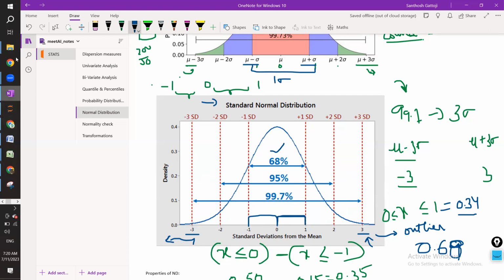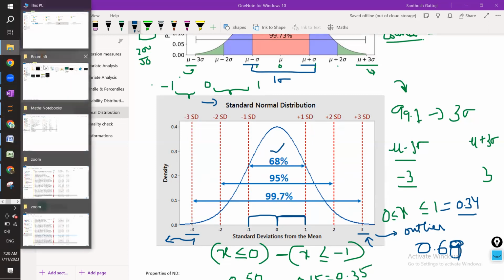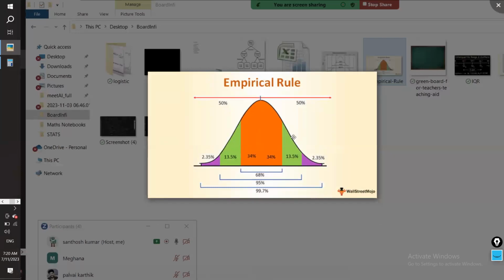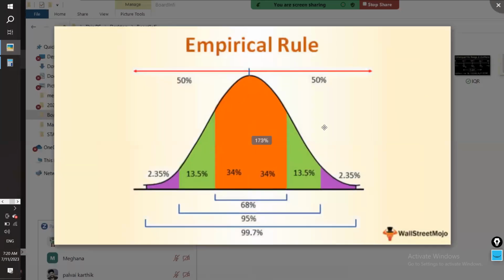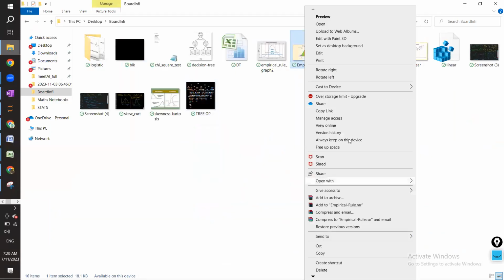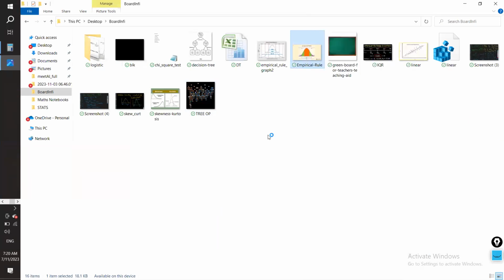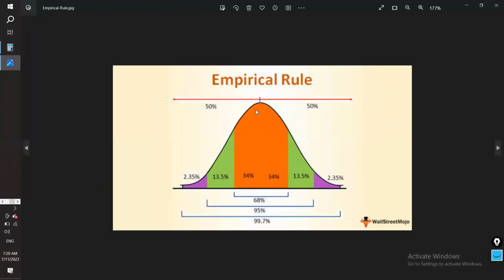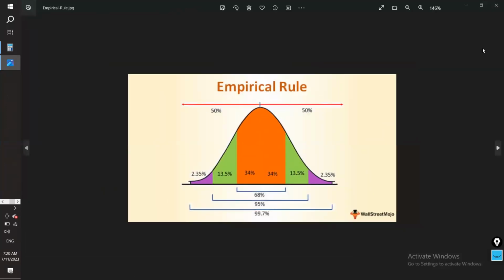Everyone? Yes, sir. Yes, sir. Okay, perfect. So, if I just show you a small, simple calculation, see guys, from here you can also try to understand a few other things. Very straightforward, but still I will let you know.